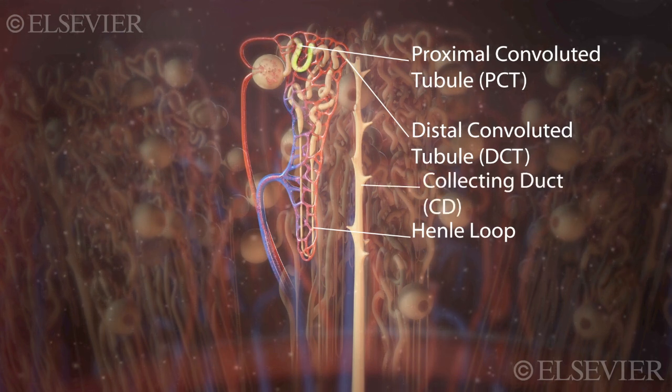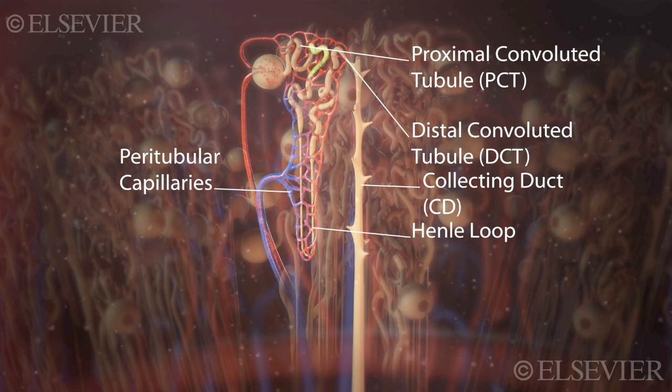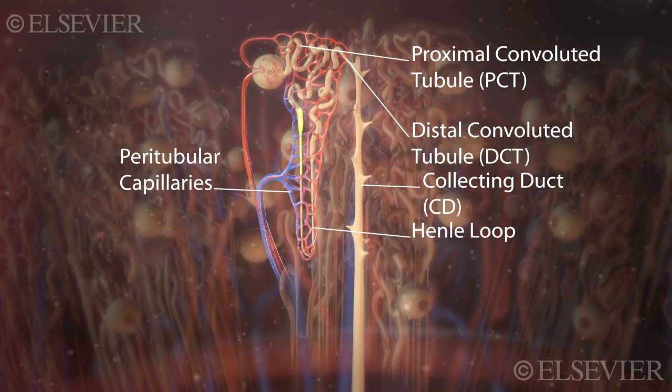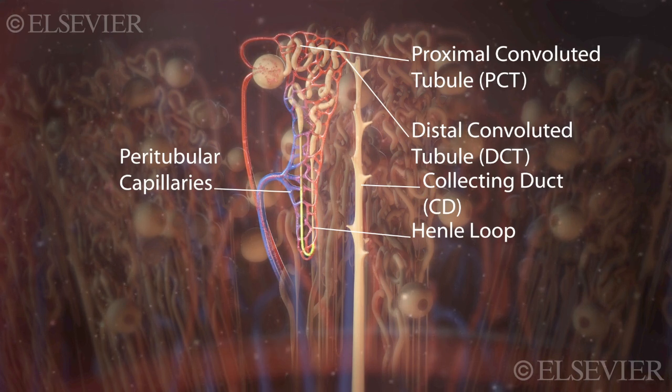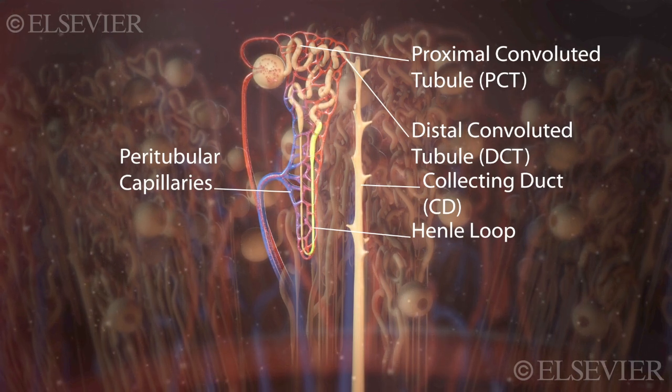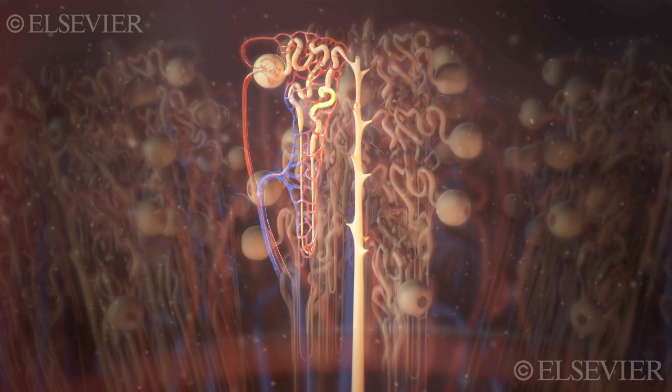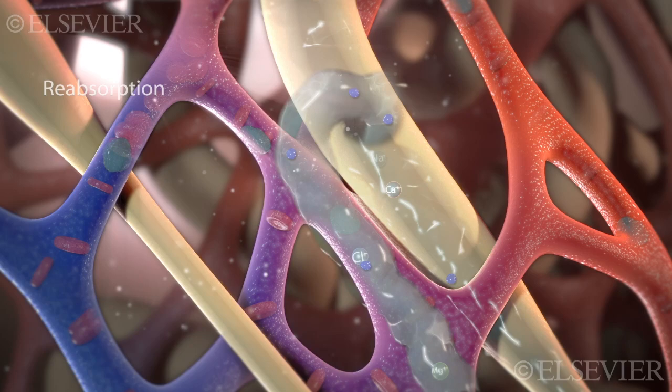Surrounding the renal tubule are peritubular capillaries. 99% of the filtrate, including most of the water, certain ions, and all of the glucose, is reabsorbed back into blood in peritubular capillaries, mostly in the PCT. This process is called reabsorption.